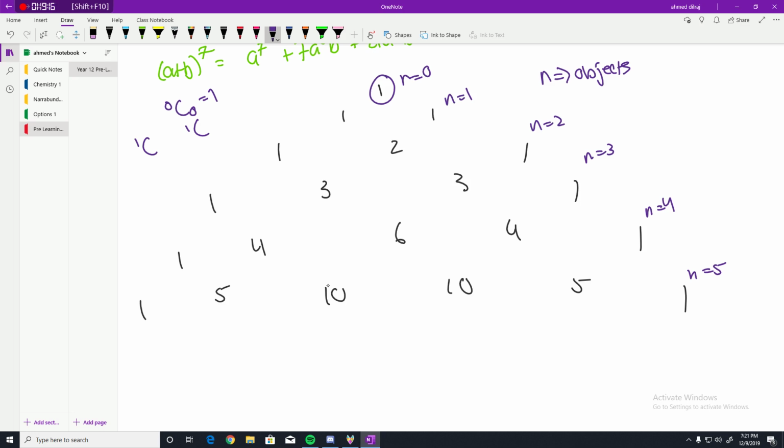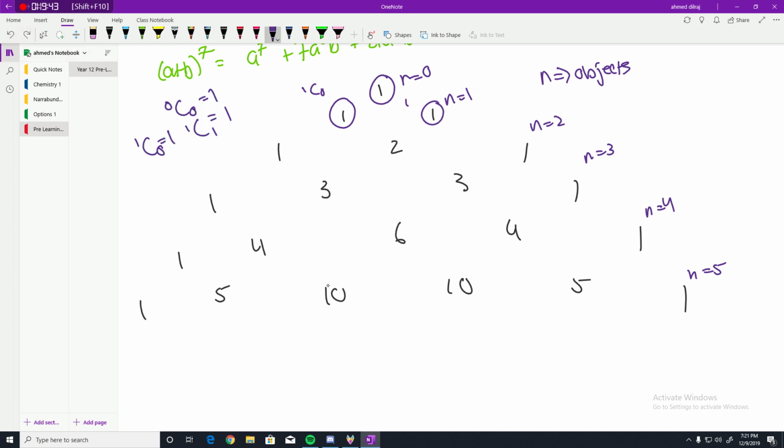When we have one object, there's 2 ways of picking: you pick no objects, or you pick 1. And what are they both equal to? 1 and 1. Perfect. So that's 1 choose 0 and 1 choose 1. Now, let's try doing this for 2 objects. Hopefully this works.